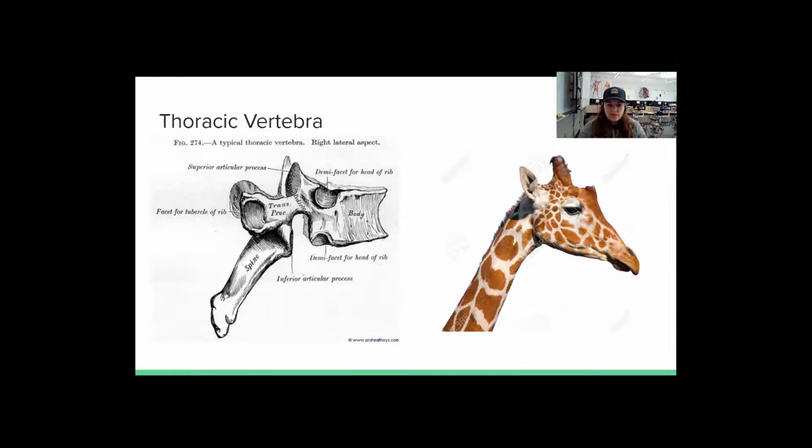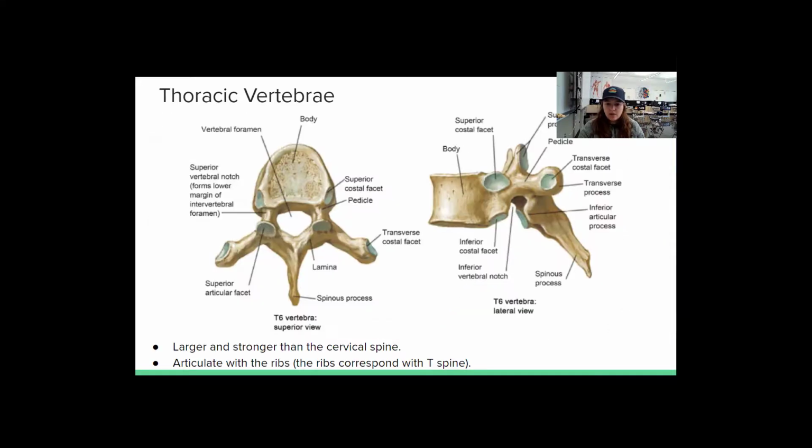Here we have thoracic vertebrae, and the way I remember what thoracic vertebrae look like compared to the others is a giraffe. For some reason to me, these guys just look like giraffes, and it helps me remember if I were to ever pick up a vertebra and see something on a side lateral view that looks like this, I'd say, okay, that is a thoracic vertebra. And thoracic vertebrae are longer and stronger than cervical vertebrae in the cervical spine.